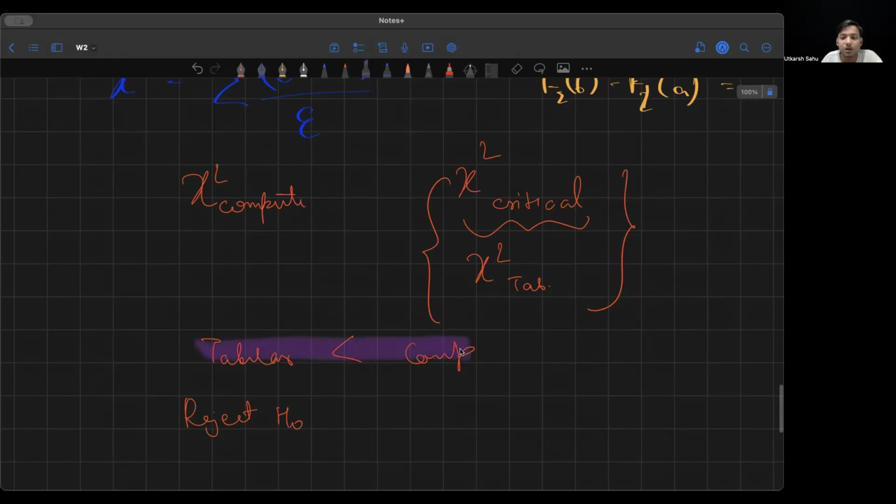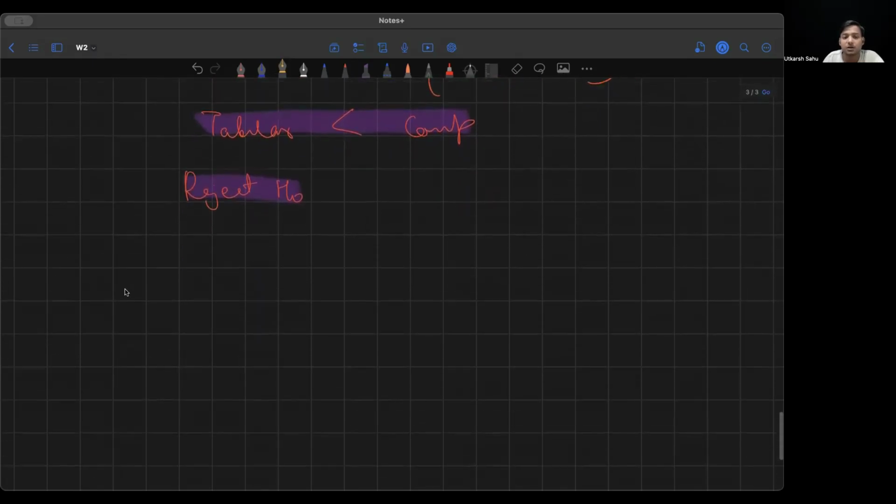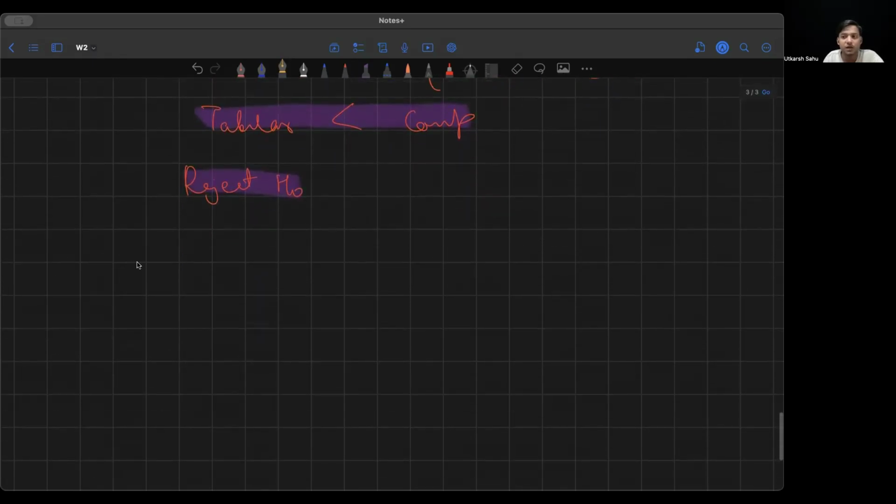If my tabular value is going to be less than my computed value, then I'm going to reject the null hypothesis. One thing which is very important is that whenever you see the table, you will find a lot of values. So how do we actually find some value from the table?